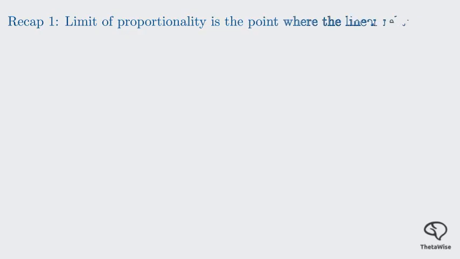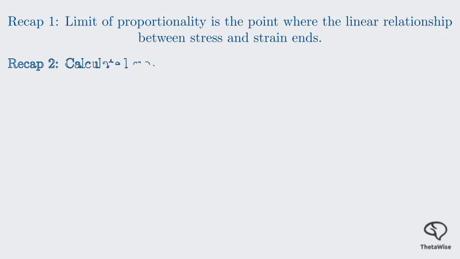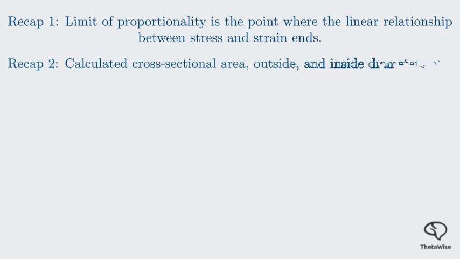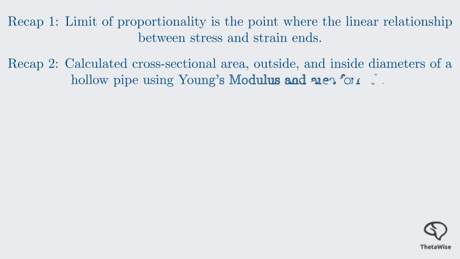Let's quickly recap what we've accomplished in this tutorial. We've tackled a comprehensive problem on stress and strain. We started by defining the limit of proportionality as the point on the stress-strain curve where the linear relationship between stress and strain ends. Then we solved a complex problem involving a hollow pipe. We successfully calculated its cross-sectional area and then its outside and inside diameters by applying Young's modulus and the formula for the area of a pipe.